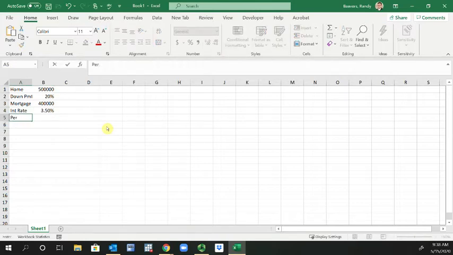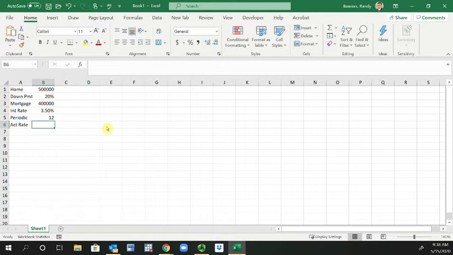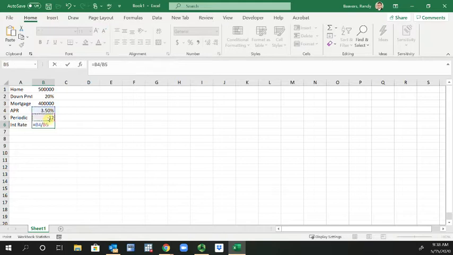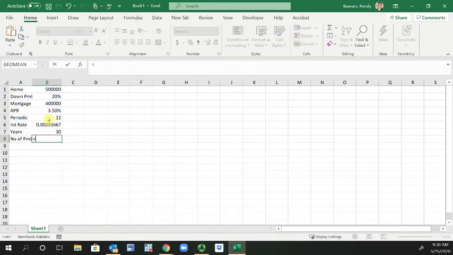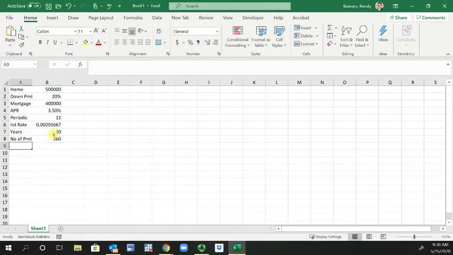The periodicity is going to be monthly. Rate then. So I'll call this rate the APR. So then the actual interest rate will be 3.5 divided by 12. Years, like this 30 years. So then we have the number of payments, which will be equal to 12 times 30. And see if there's anything else at this stage.